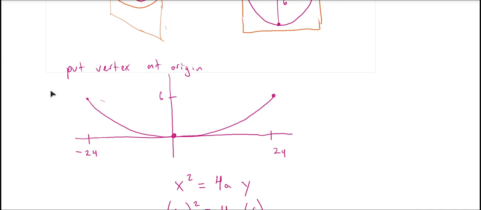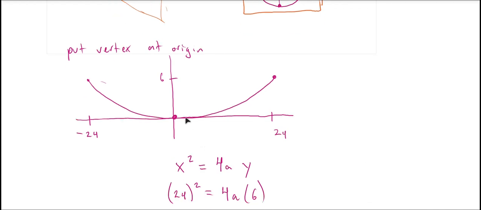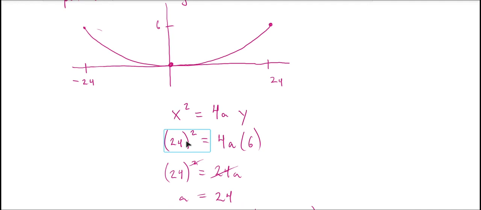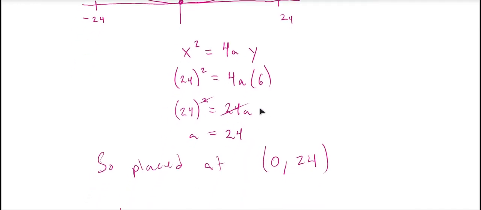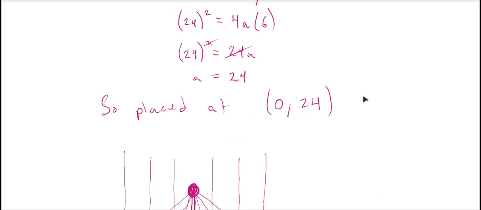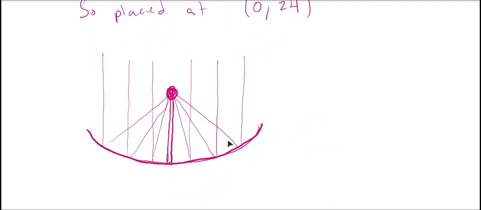We could figure out what this parabola is using those linear equations and matrix methods, but let's use some of the information from this chapter. For example, since it's an upward-facing parabola, we know it has this form, and we also know that it goes through 24 at 6. This is going to be enough to let me solve for a, which is going to be 24 itself. That means we're going to want to place the focus of this parabola at 0, 24. That's going to look something like this.